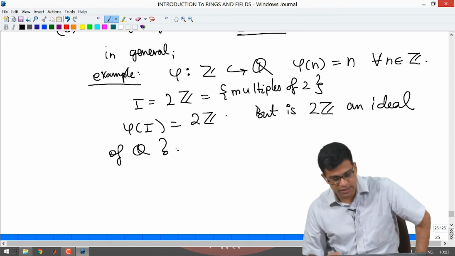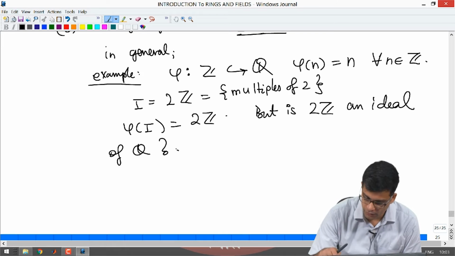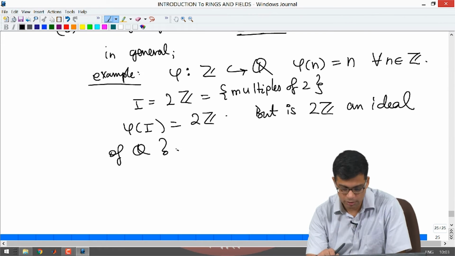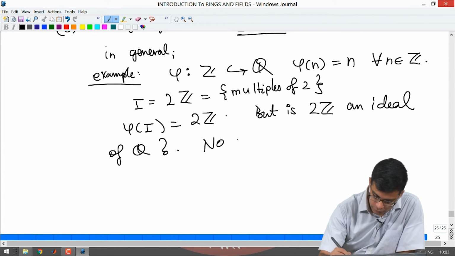So, the image is just 2Z. Take the set of even integers, in other words the set of multiples of 2. Is that an ideal of Q? No, it is not. Why not?